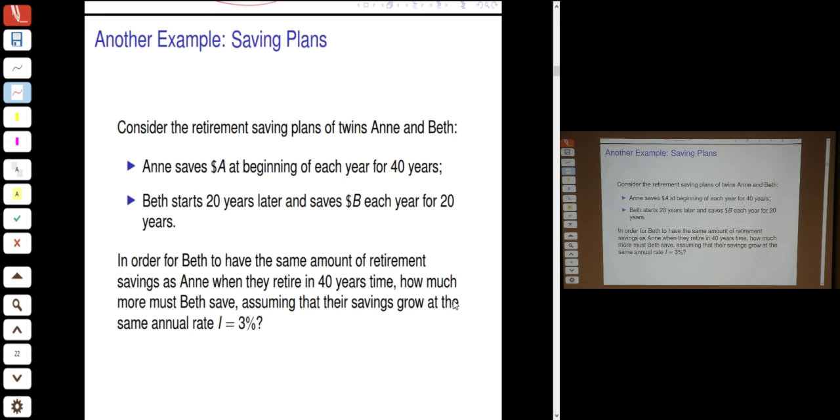So, basically there are two twins who will retire together at the end of 40 years. One of the twins, Ann, saves for the entire period $A per year. The other twin, Beth, saves only for half the time, 20 years, and she saves a different amount per year, $B. And they want to have the same amount of money at the point of retirement. These investments grow at the annual rate of I. So of course, Beth has to save more per year than Ann. The question is how much more.